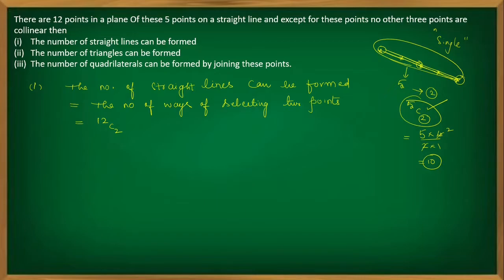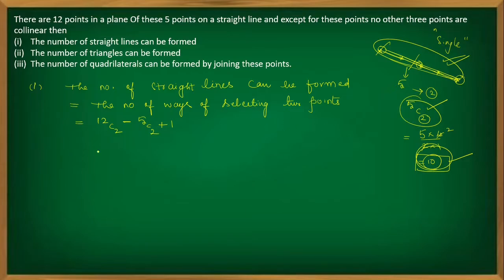But every time you join 2 points, you are getting a single line, yet we are counting here as 10 lines, correct? So this 10 should be subtracted from 12C2, so we write minus 5C2. But if you subtract all these 10, this one single line is going to be missed, so we add 1 at the end, because instead of counting 10, we have to count it as 1. Simply we can subtract 9 also, but it's better to do it like this.